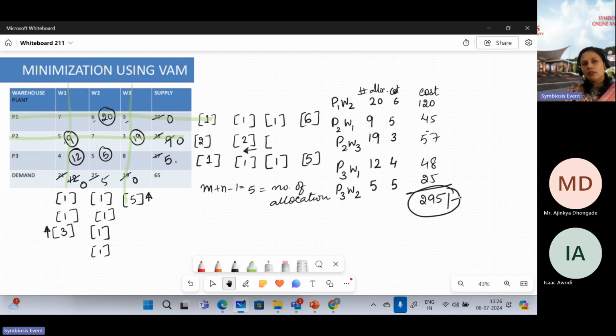Now we have the next step, where we check this optimality, whether the answer I receive is optimal or not. And we have two methods. Number one is the stepping stone method, and second is the UV method, or another name of the UV method is the MODI method, the modified distribution method, right?